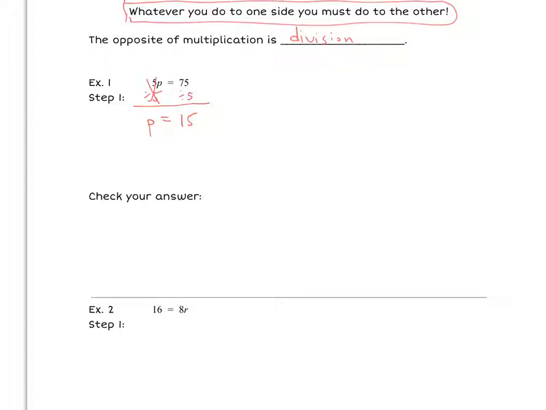So 15. And to check my answer, I would also grab my calculator and do 5 times 15. And does that equal 75? Yes, it does. It checks out. We're good to go. This is easy. All right. Next example.